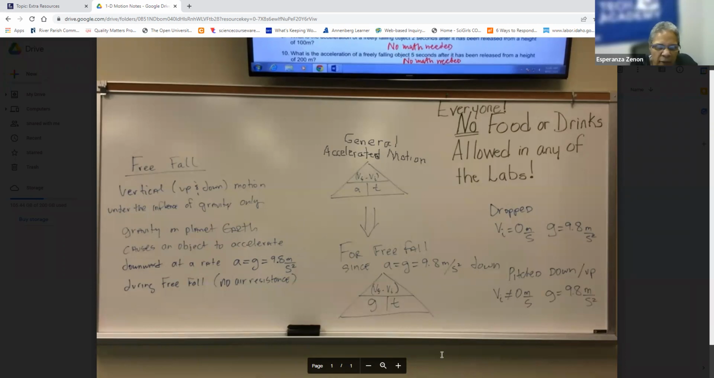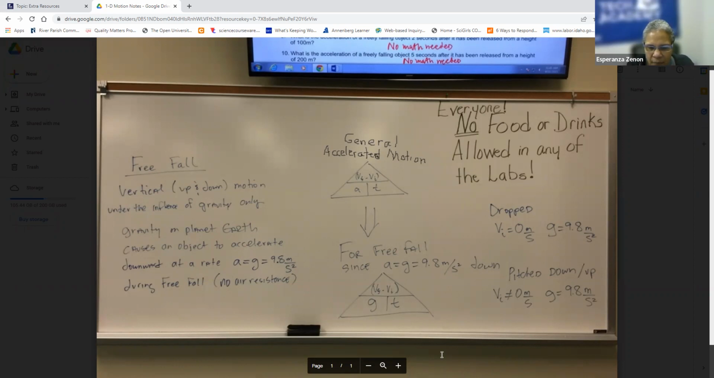And if it's on planet Earth and it's free falling, it has a constant acceleration of 9.8 meters per second squared down. Okay. Notice I said the acceleration points down. I didn't say that the object can only move down. The object can move up or down, but it is always going to be accelerated down by the same amount, 9.8 meters per second squared. That's because it's free falling. There's nothing else to interfere with it except gravity.